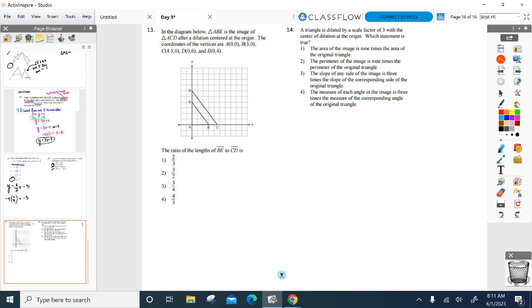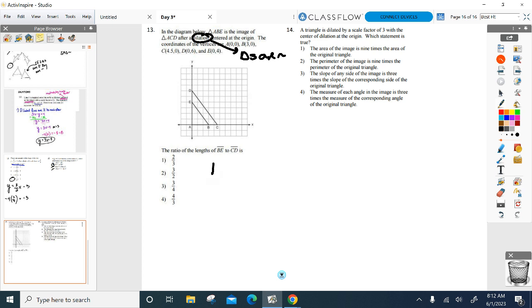We're on 13, right? Okay, what's the ratio of BE to CD? ABE is the image of ACD after a dilation in the origin. And here are your coordinates. What's the ratio of BE to CD? Now, could I bust out distance formula and do a ratio out of that? Sure, but if they're being dilated, the triangles are similar, because the angles remain congruent. If you see you're doing a dilation with triangles, the triangles are similar to each other, which means their sides are in the same ratio.